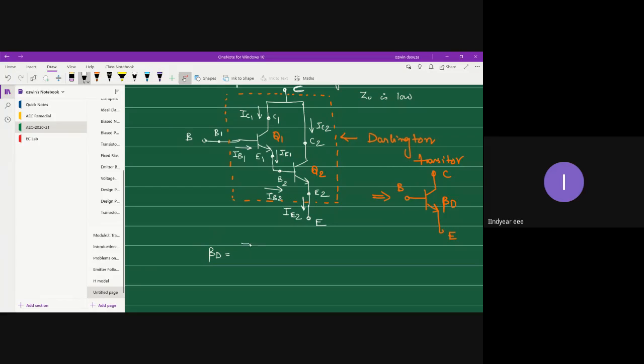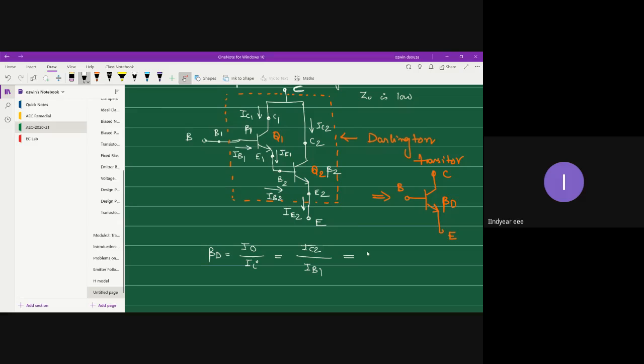Next, let us define beta D. Beta D is nothing but output current to input current, right? The current gain expression is always output current to input current. With respect to our transistor, the output current is your second transistor collector current, IC2, divided by the input current, which is your first transistor base current, IB1. So beta D is IC2 divided by IB1. Now let us also mark the current gains: for the first transistor, beta 1, and for the second transistor, beta 2.